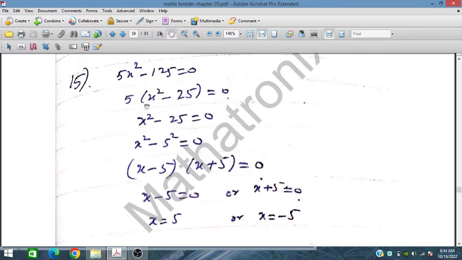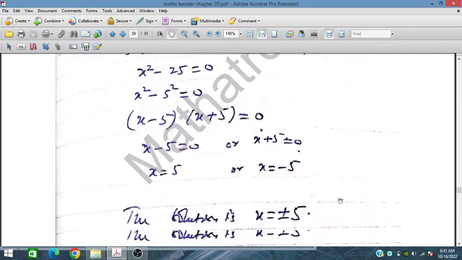So let's say this 5x square minus 125 is equal to 0. So 5 may be taken out common here. So x square minus 25 is equal to 0. This 5 is not 0, so divide the whole equation by 5. Here 5 and here divide by 5, so this will cancel out, and 0 divided by 5 is again 0. So you factorize it: x minus 5, x plus 5. So x minus 5 is 0, x plus 5 is 0, x equal to 5 and x equal to minus 5. This is the solution.